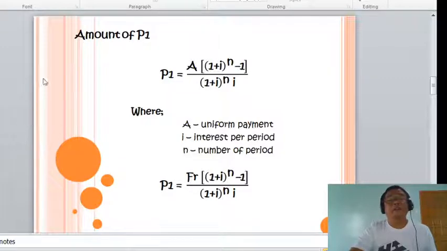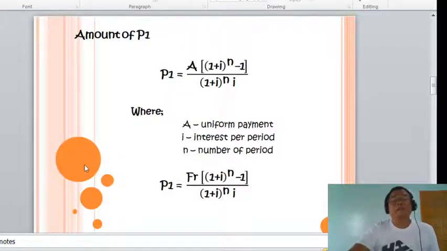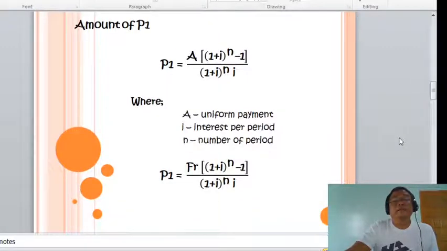So P sub 1, now replacing A with FR, is equal to FR, where F is the par value and R is the rate of interest, multiplied by (1 plus I) raised to n minus 1 over (1 plus I) raised to n multiplied by I.